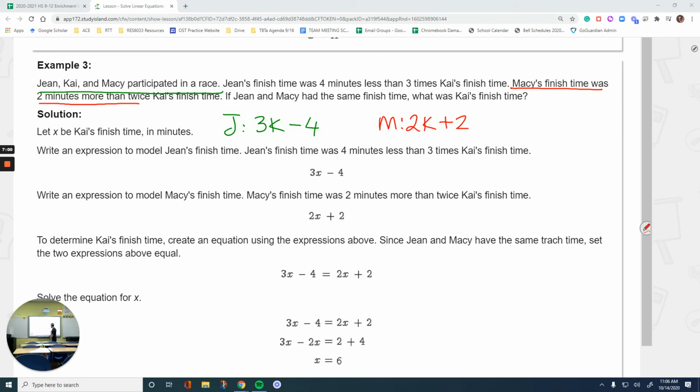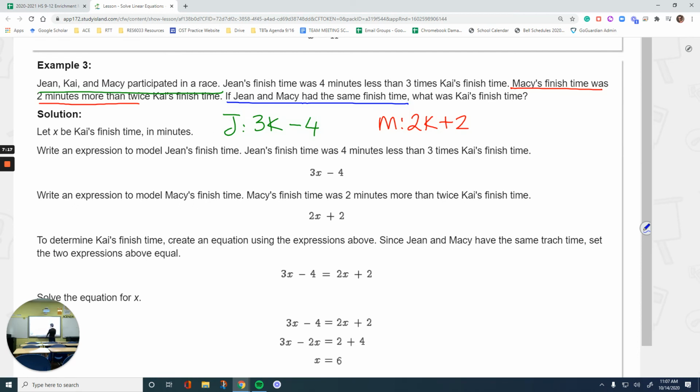And then, well, what else does it say? If J and M had the same finish time. So these two are the same. That's what it says. J and M had the same finish time. If they have the same finish time, they are equal to each other. So let's set them up equal to each other.